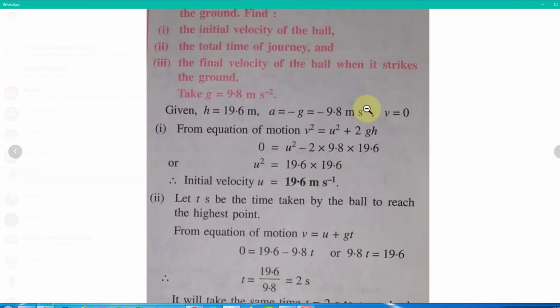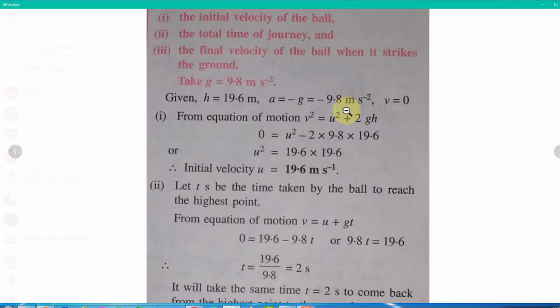So these are the 3 numericals, children, we discussed today. I hope you understood well. These 3 numericals only I am giving as reading work. Once again you have to practice. Very important: these 3 numericals only, 2 times you have to write and practice in your notes. Clear, children? So these are the numericals on the third equation of motion.